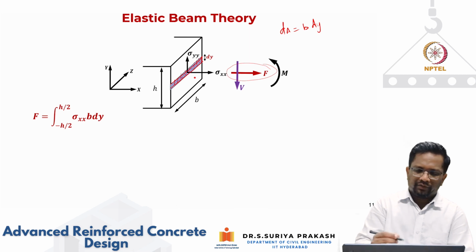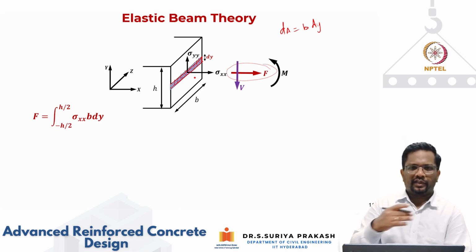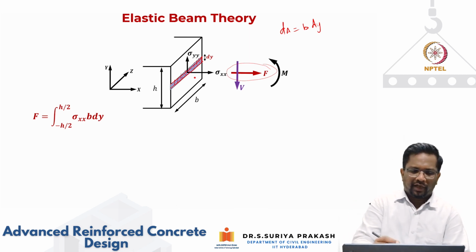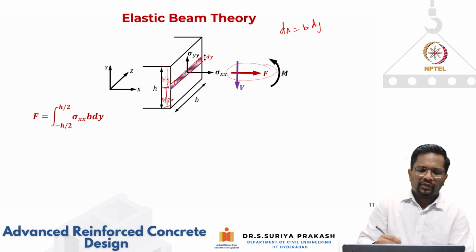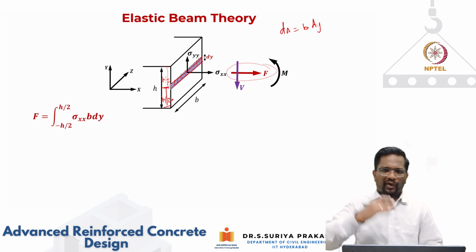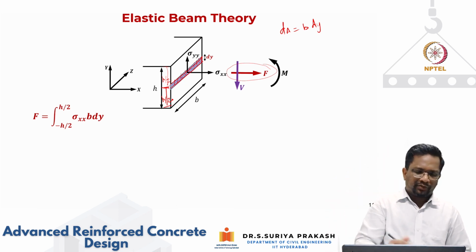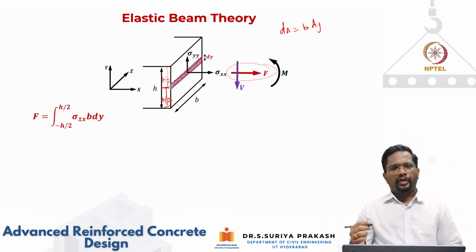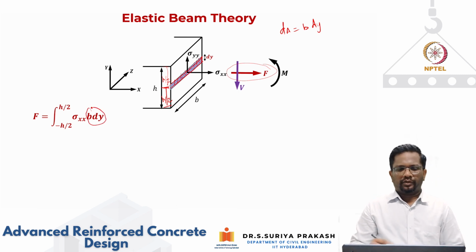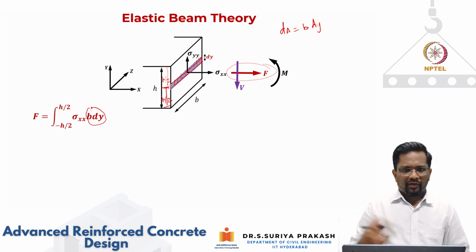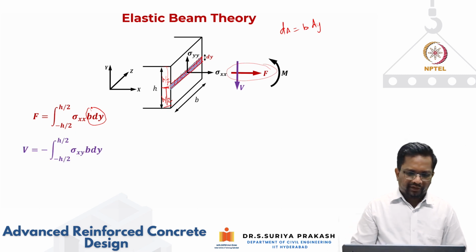For that, what do we do? If I take the neutral axis as the reference axis, the section goes up to h by 2 at the top and h by 2 at the bottom. That is why we are integrating from minus h by 2 to plus h by 2 sigma xx multiplied by b into dy, which is nothing but your elemental area. If I integrate that, I get the normal force that is acting on this section.